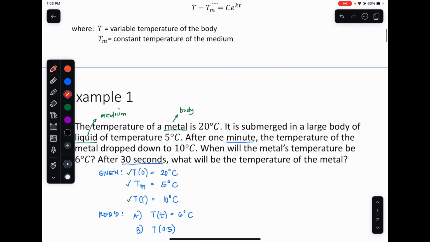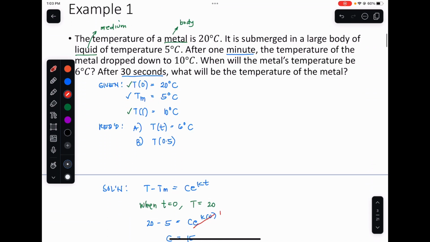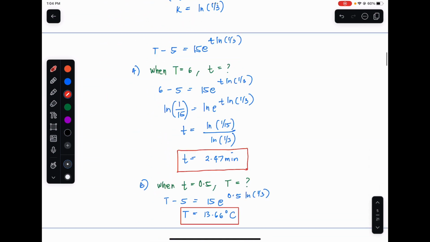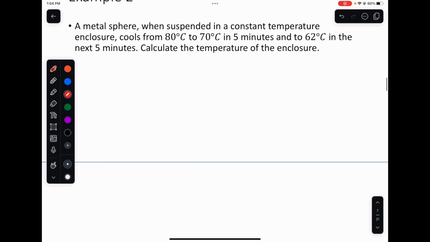So that's how Newton's law of cooling works. It's similar to growth and decay. The only difference is the difference of the two temperatures, the temperature of the body and the temperature of the medium. So let's have our second example.